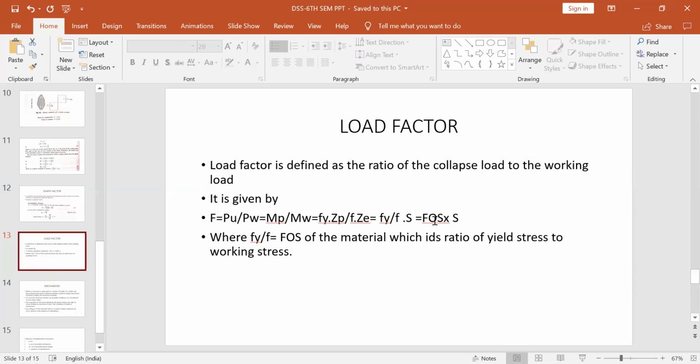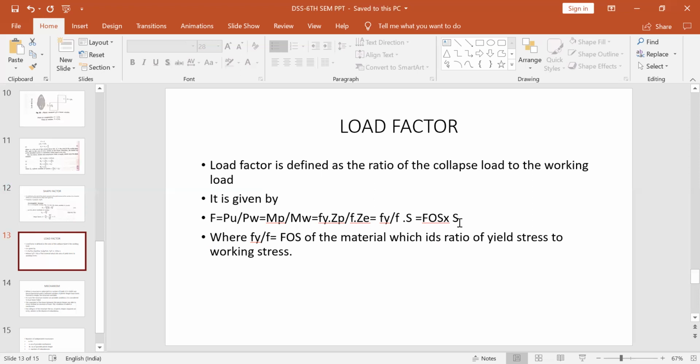So here this is the factor of safety. Fy by F, yield stress by working stress, is nothing but your factor of safety. We have already studied this in previous RCC classes. So factor of safety into shape factor. Finally you can reduce that: load factor is factor of safety into shape factor.